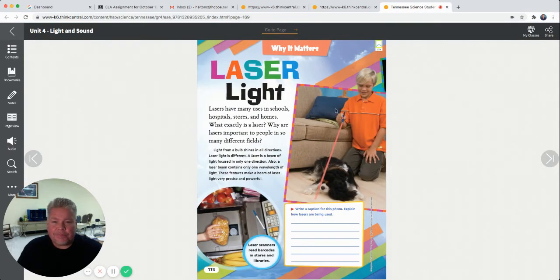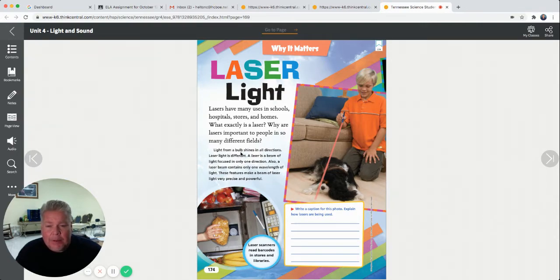What about laser light? Have you ever played with a laser pointer? Never should point one up at a plane. Never should point one at anybody's eye. But if you ever play with one, they're kind of fun. You can get your dog to chase them like this boy's doing, or your cat chase it on the wall. Lasers have many uses in schools, hospitals, stores, and homes. What exactly is a laser? Why are lasers so important to people in so many different fields?